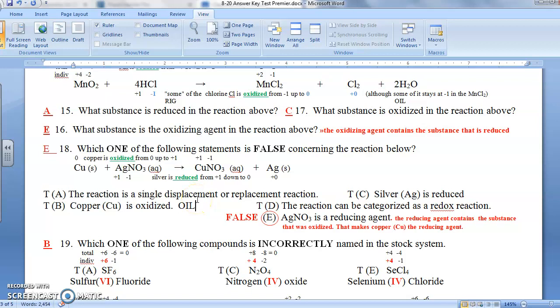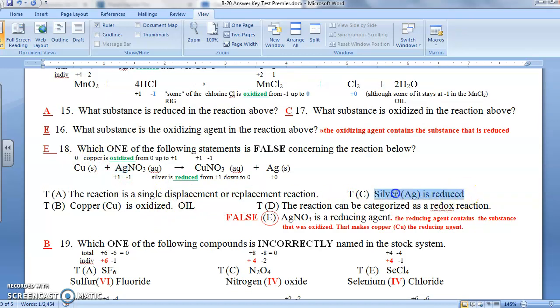OIL, oxidation is loss of control of negative things. So copper went from 0 up to +1. It lost control of one of its electrons. Where did that electron go? It actually went to silver. Copper forced that electron onto the silver. So the copper was oxidized. It went up from 0 to +1.